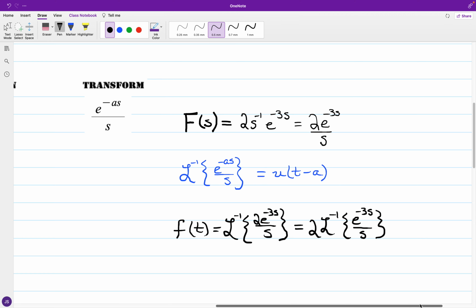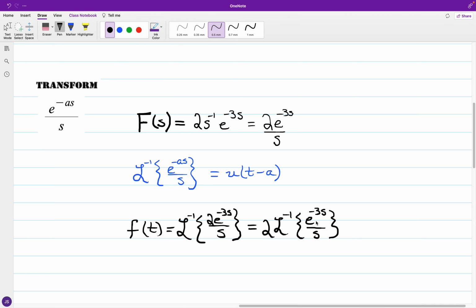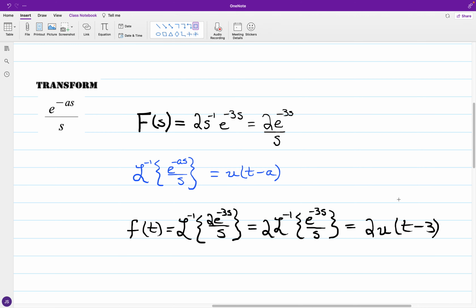And guess what? You have e to the negative as is e to the negative 3s, and we have all over s. And with the constant 2 at the front, the result is going to be 2 times u times the quantity of t minus a, which in this case is going to be t minus 3. And that will be the result in this last function.